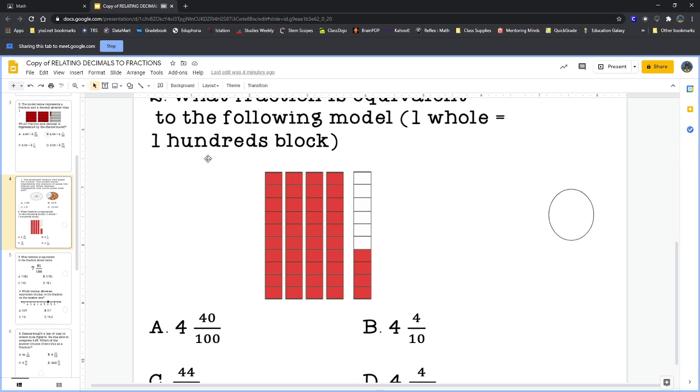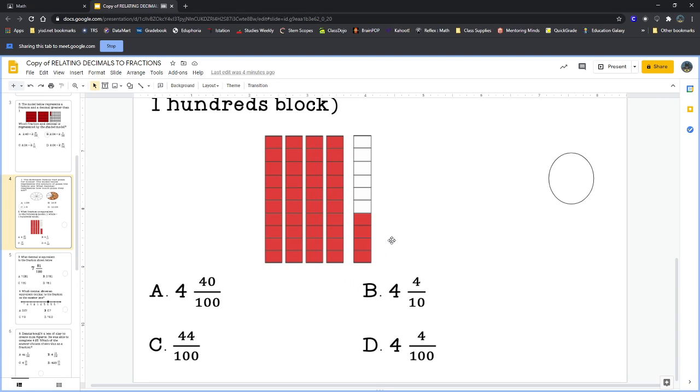They told us that 1 whole is a hundreds block, the whole square. Do they have a whole square? No. Then it's answer choice B because it doesn't have 100. Well, the problem with D is this. If I have the big 4 next to my fraction, they're telling me that's 4 wholes. In this case, 4 whole squares that are colored in. But I don't have even 1 whole square. So I can't have the 4 next to my fraction.